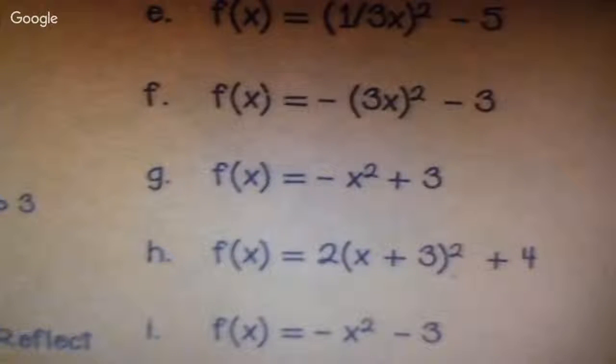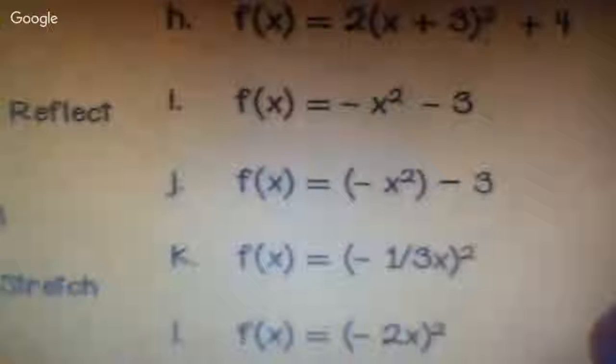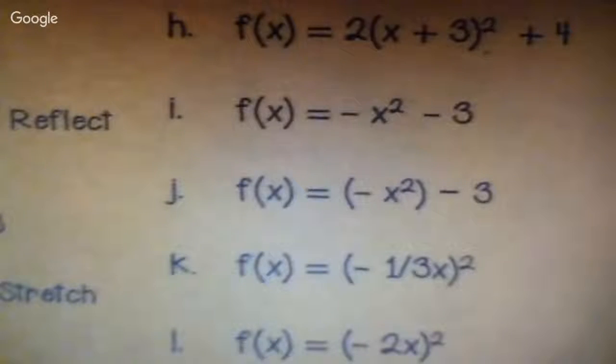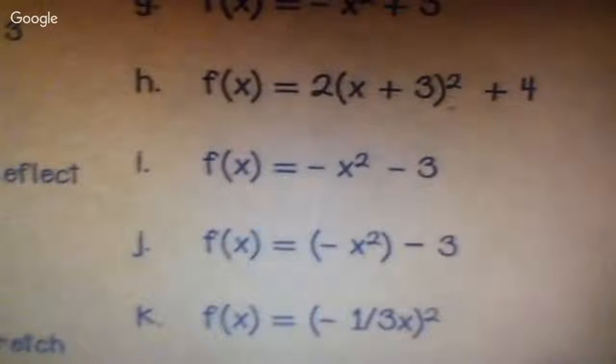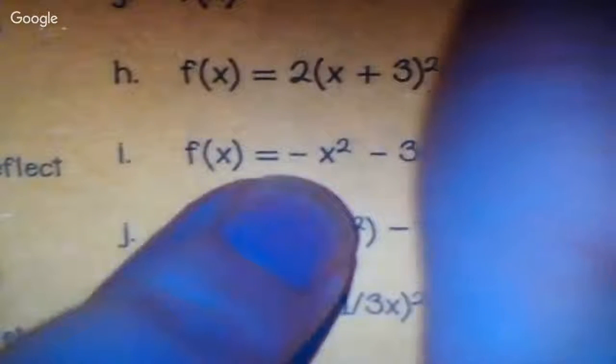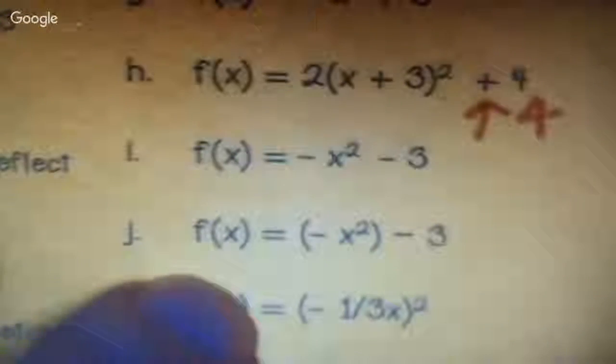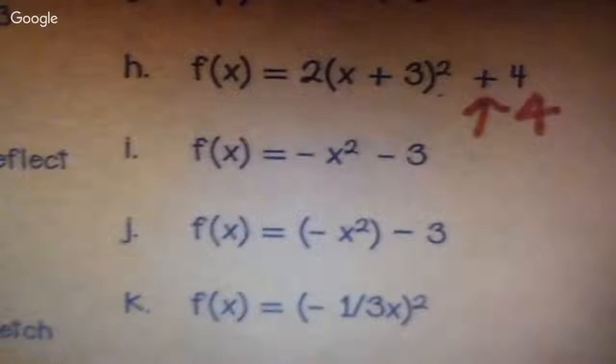So, let's pick one on activity 3 to do together. Let's do H. Okay. So, somebody tell me what this 4 does. Up 4. So, this goes up 4. What does that 3 do? To the left 3.